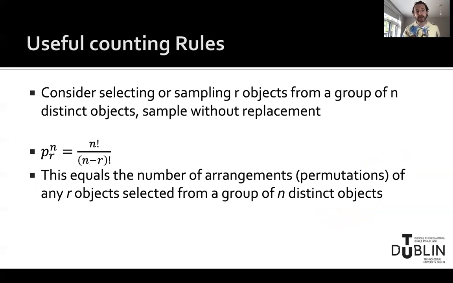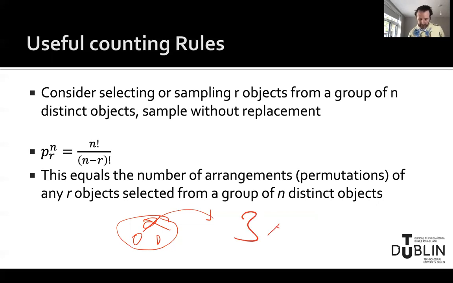what happens if you change the rule? So, consider selecting or sampling r objects from a group n. Sample without replacement. So, in this example, you have your balls in your bag, you take one out, and it's gone. You won't see it again. Yeah. So now there's 2 left. Take another one out. So there's 1 left. So in the example of 3 balls, if you do it 3 times, first time there's 3 possibilities, second time there's 2 possibilities, and third time there's 1 possibility. Yeah.